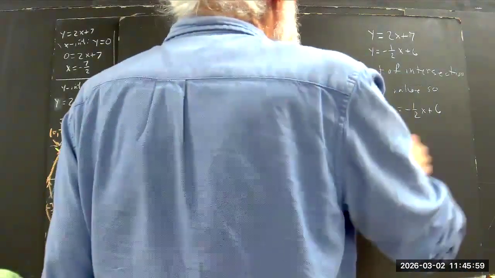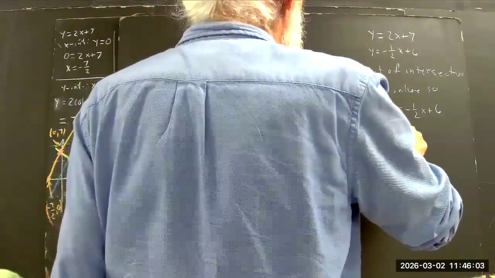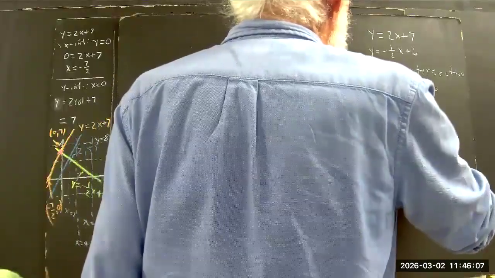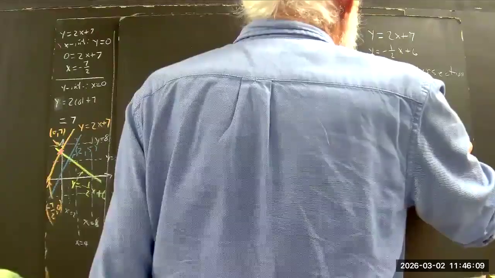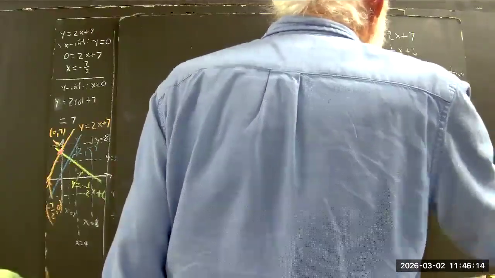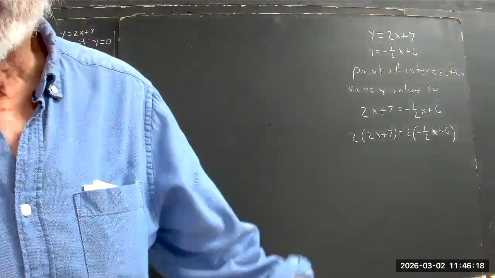I'll start by multiplying both sides by 2 because I have a 1/2 there. So I have a denominator of 2, and I just automatically multiply both sides by a common denominator so we don't have to muck around with fractions.